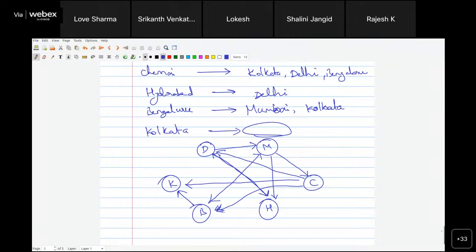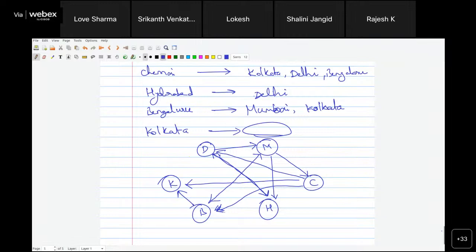And the final question also: from which city can I actually reach every other city? Mumbai satisfies this, I guess. Chennai will also be an answer. So if you are at Mumbai, you can reach every other city, and from Chennai also you can reach every other city.